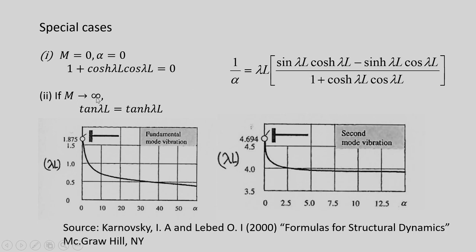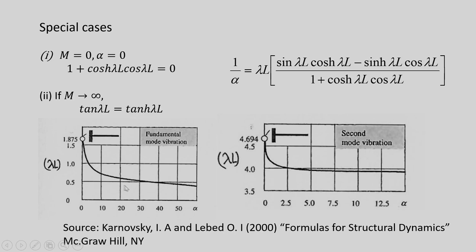So if M is very high, for example, the mass ratio increases, the extra mass that you have placed is very high in comparison to the beam mass, then the equation for determining frequency becomes tan λL equal to tanh λL. And this equation is similar to the equation that was given for a beam which has one end fixed and the other end simply supported or pinned. So for a propped cantilever, the characteristic equation for determining the natural frequency is tan λL equal to tanh λL.